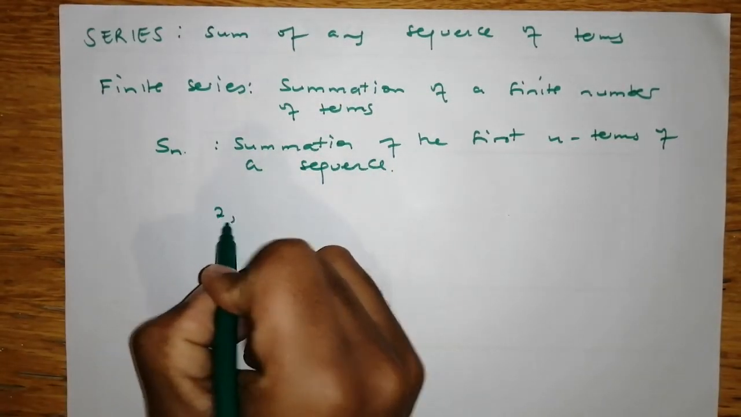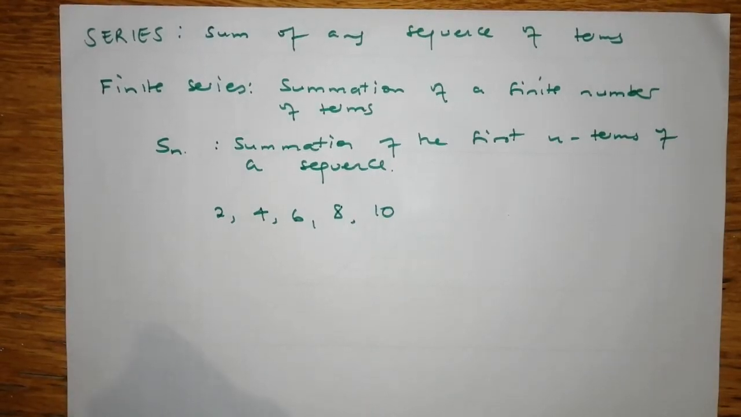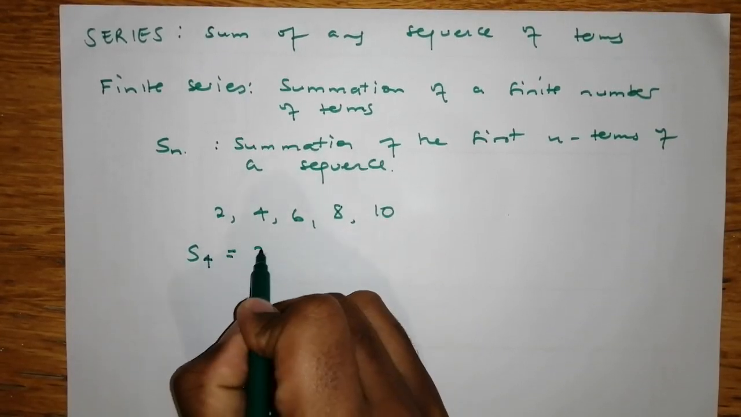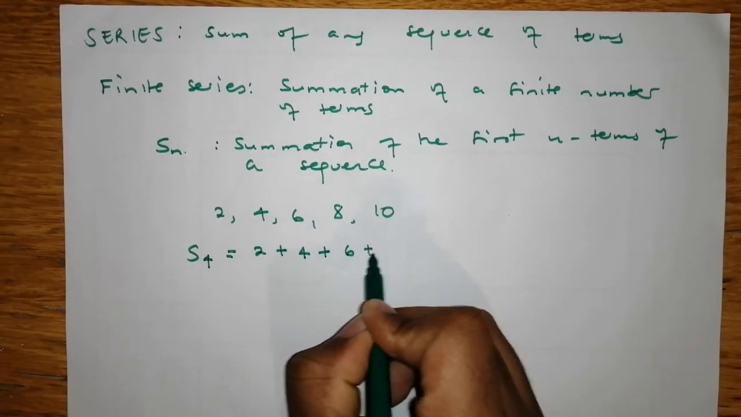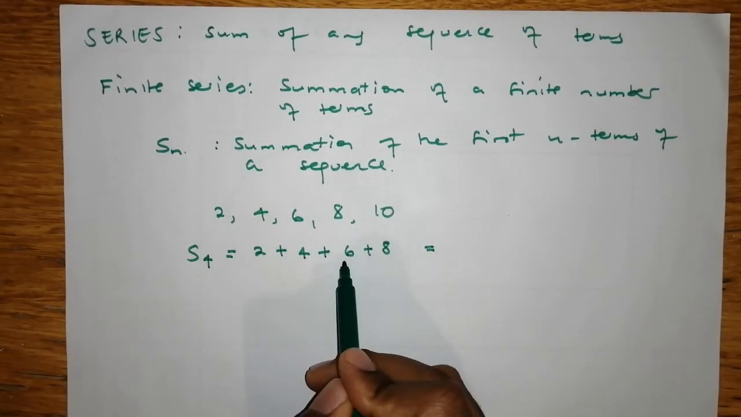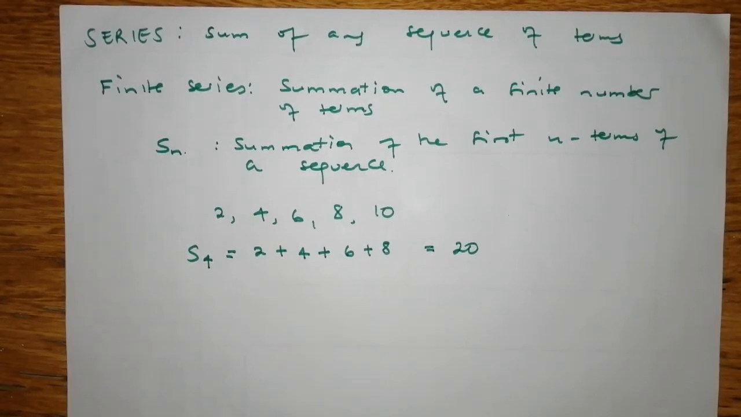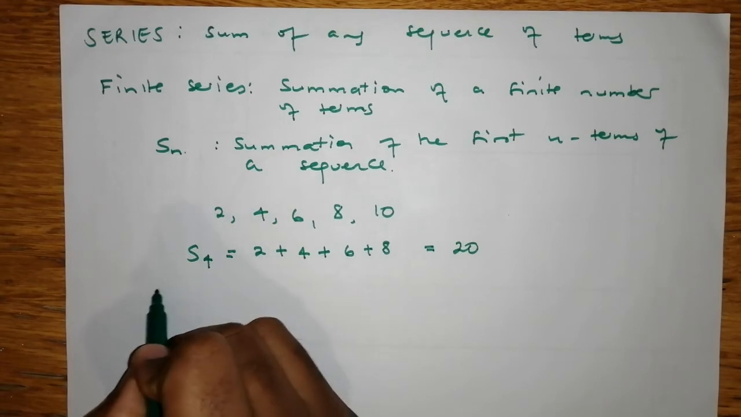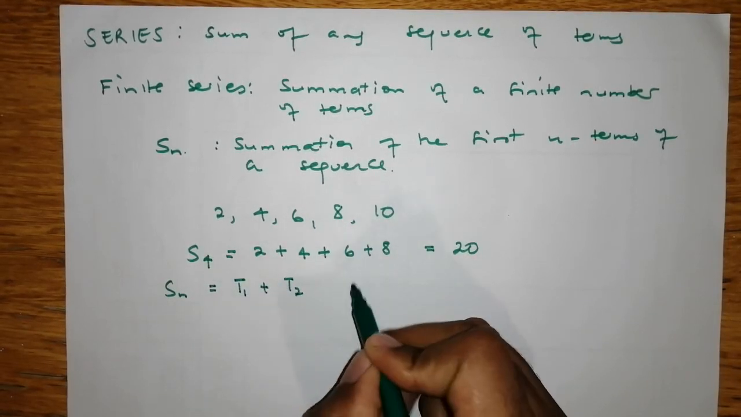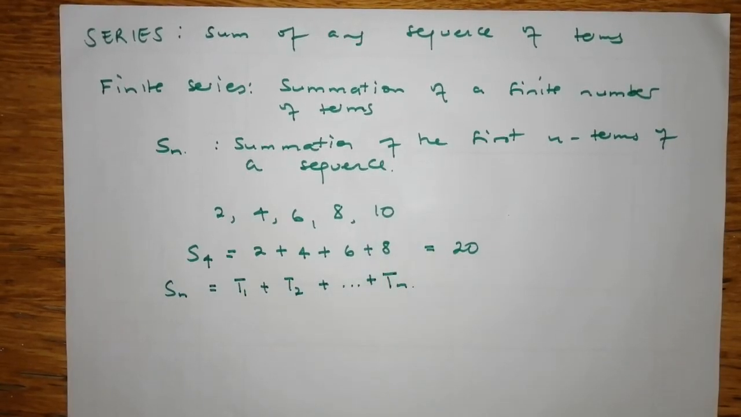Let's say, for example, we've got 2, 4, 6, 8, 10, and from this sequence we want the summation of the first 4 terms. That is going to be 2 plus 4 plus 6 plus 8. These are the first 4 terms. 4 plus 6 is 10, 10 plus 8 is 18, plus 2 is 20. So the sum of the first 4 terms of this sequence is 20. Hence, generally, Sn will be the first term plus the second term. We're going to keep on adding until we get to Tn.